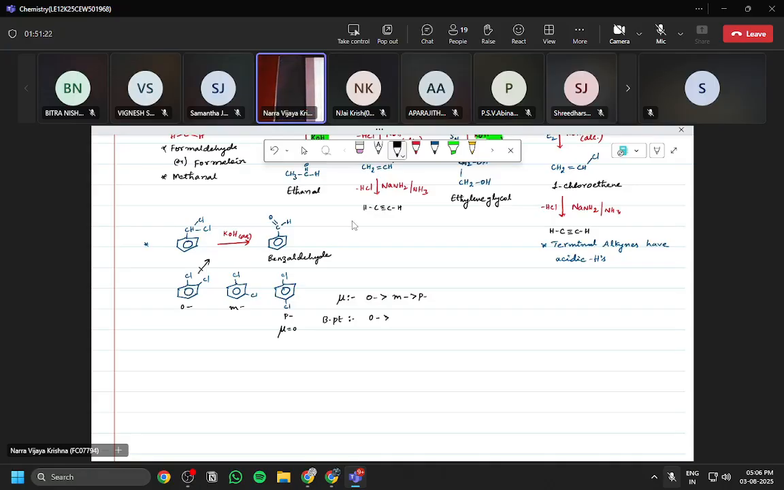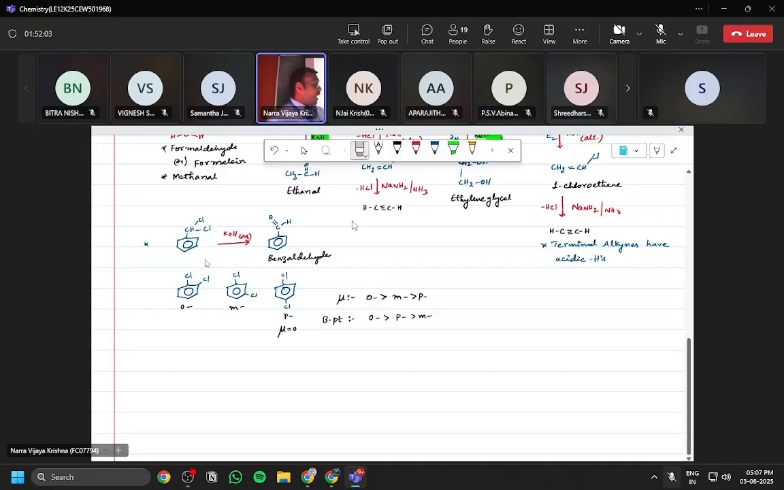Check the table, sir. Page number 79. They gave one table. Check. Yes or no? What do they give? Boiling point, which has the higher value? Reason: ortho, dipole moment is there. Therefore, attractive interactions are high. Therefore, boiling point is high, no doubt.